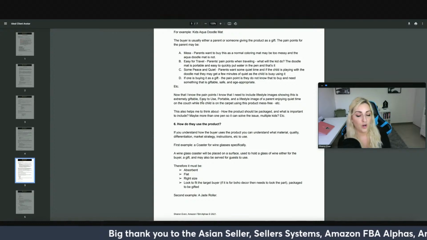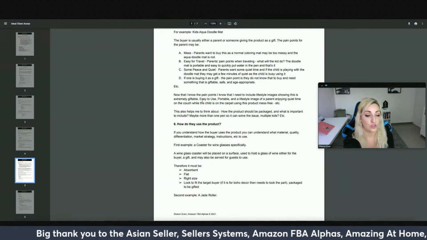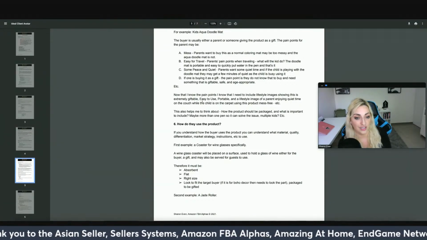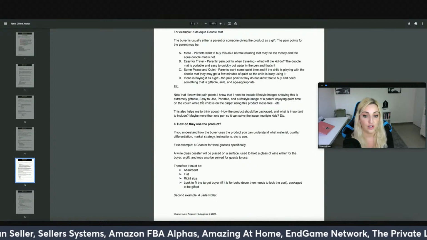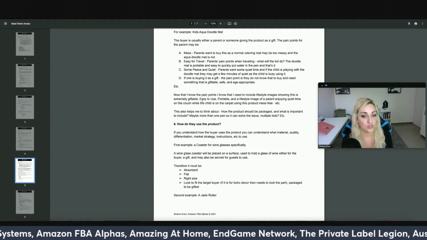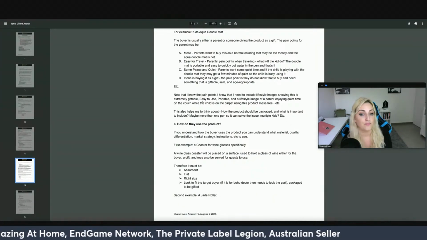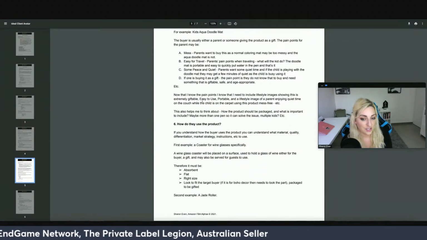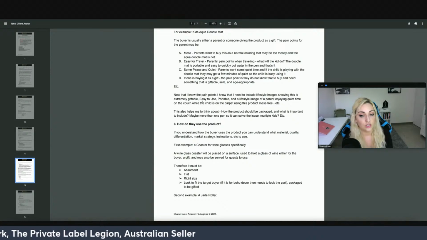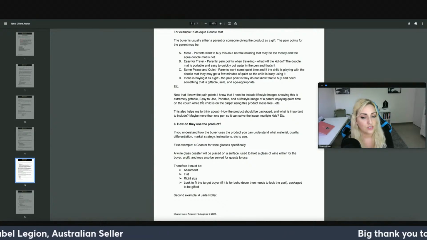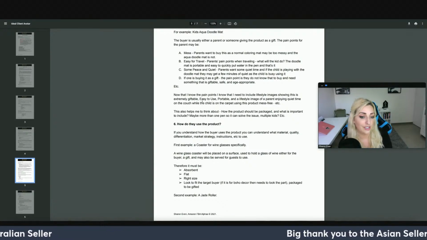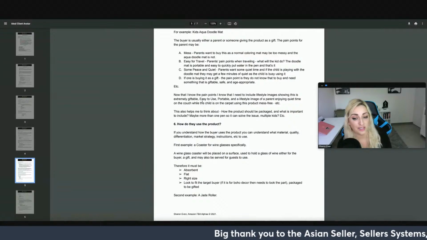First example, a coaster for wine glasses specifically. A wine glass coaster will be placed on a surface used to hold a glass of wine, either for the buyer, either as a gift, and may also be served for guests to use. Therefore, it must be absorbent, flat, the right size, look to fit the target buyer. So if it is for a boho decor, then it needs to look the part, packaged to be gifted, etc.